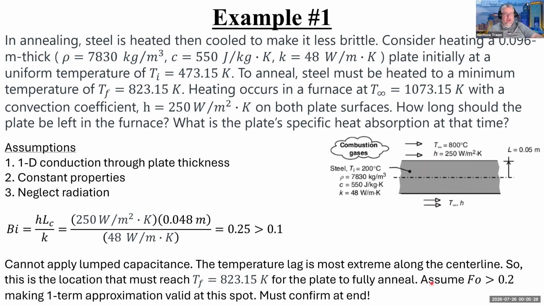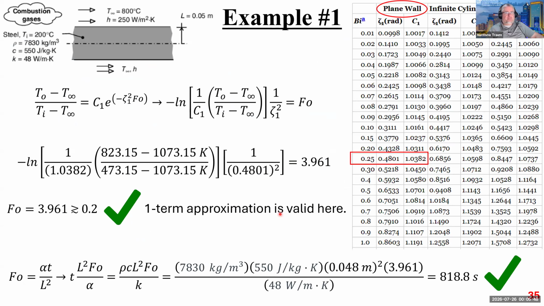We are going to assume that the Fourier number is greater than 0.2, which allows us to make the one-term approximation. But we have to confirm that this assumption is right as the last step. You can't just assume this, solve the problem, and then move on without proving that this is right for the temperatures that you find. Okay, so just remind myself to change this L to 0.48.